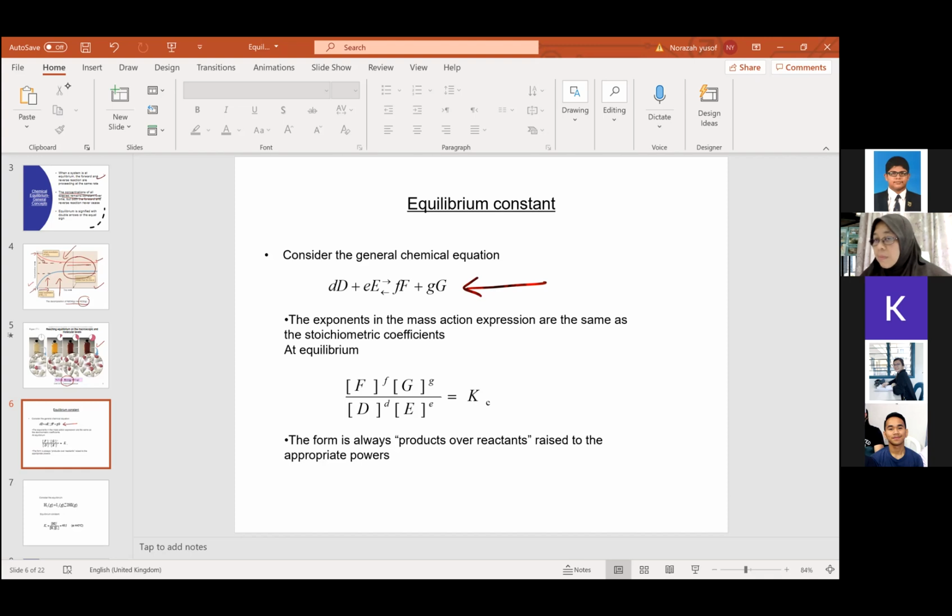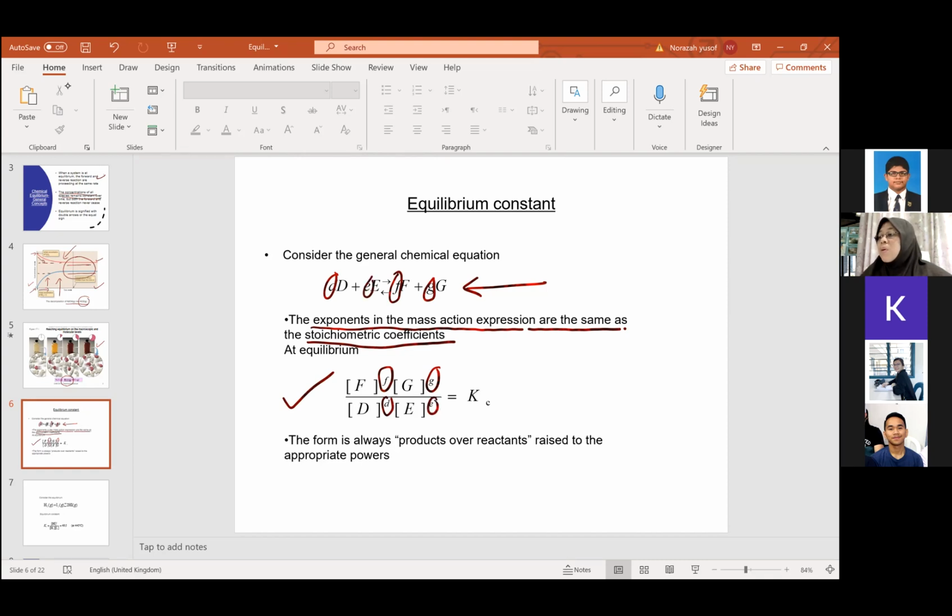The other difference in this expression of Kc, the equilibrium constant, is that we can use the exponent. The exponents in the mass action expression are the same as the stoichiometric coefficients. You can see that F here is the stoichiometric coefficient of the reaction. Same goes with the others. G is the coefficient, D here, and so on. Same goes with E.